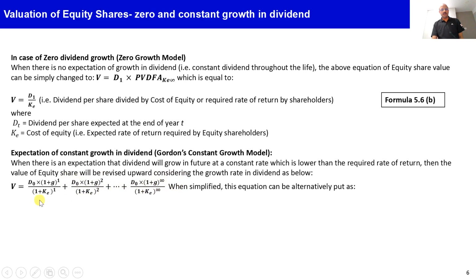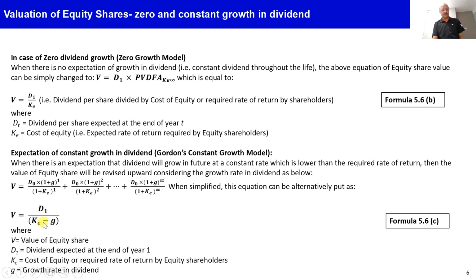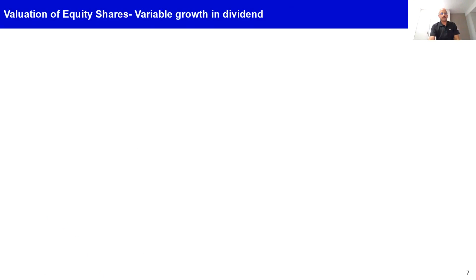So when we simplify this algebraic equation, we get this very simple equation: D1 is the numerator divided by KE minus G, where KE is your cost of equity and G is the growth rate expected in dividend, which is constant. Explain now the valuation of equity shares when there is a variable growth in the dividend.